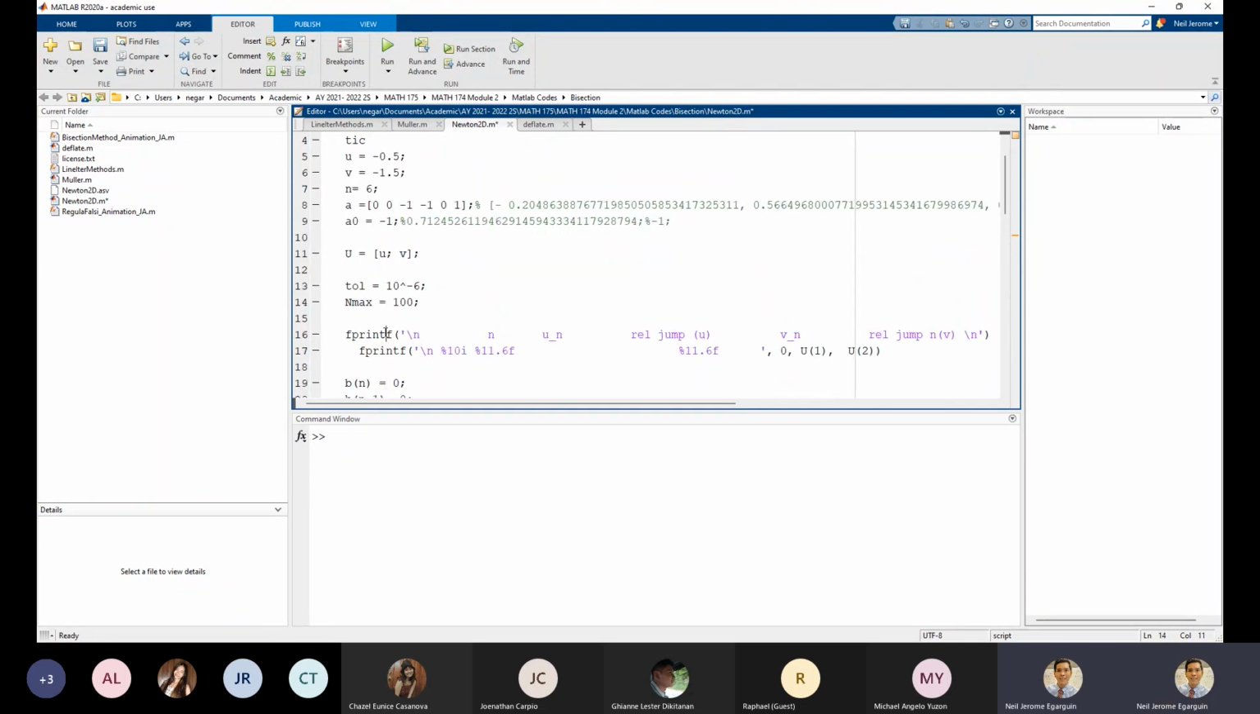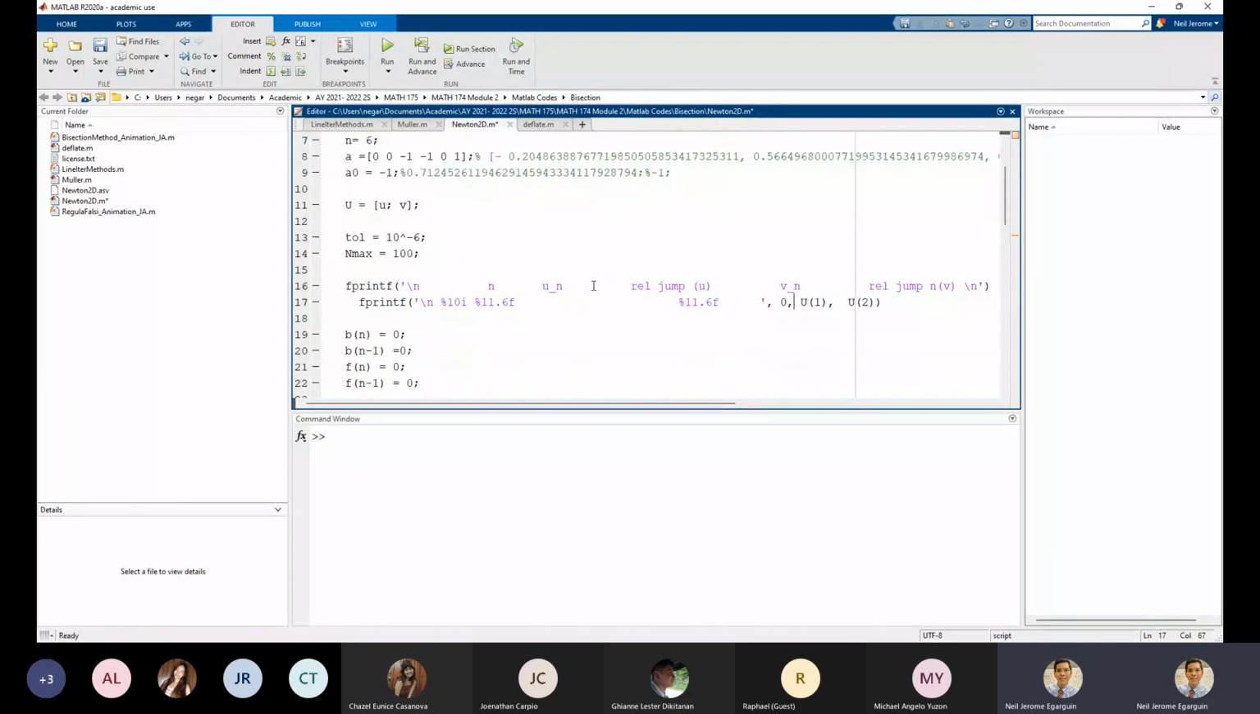Tapos fprint para dun sa table, alright, header ng table. Fprint para dun sa initial values. So look at this, my initial u is u of 1. That means the first entry in vector u. And my v sub 0 is the second entry in the vector capital U. Right? So dinidisplay niya lang yan.